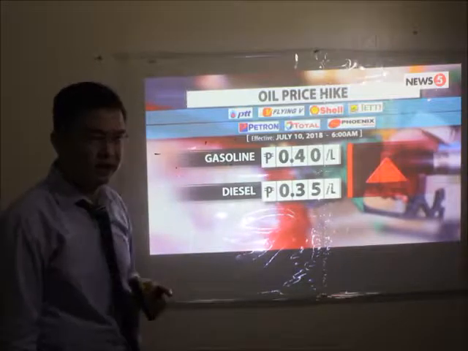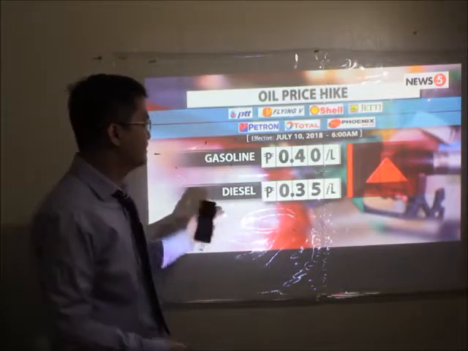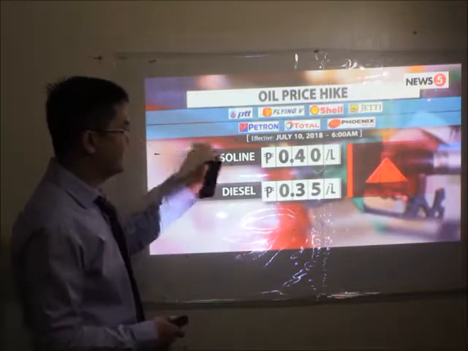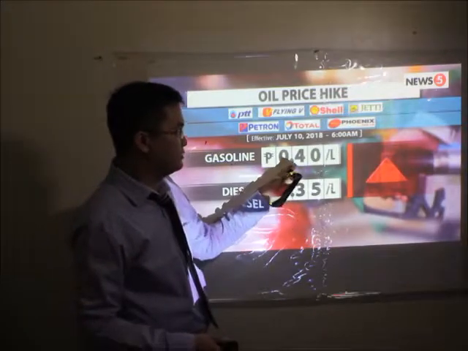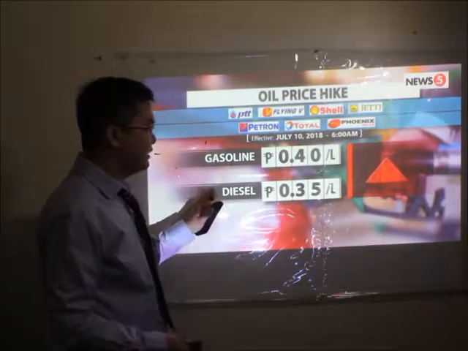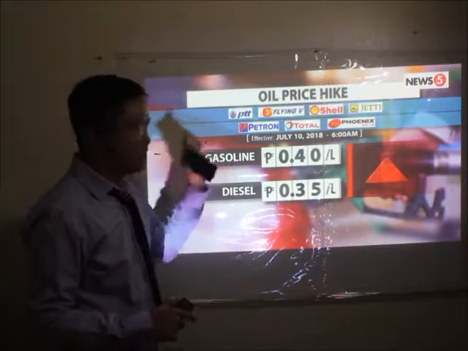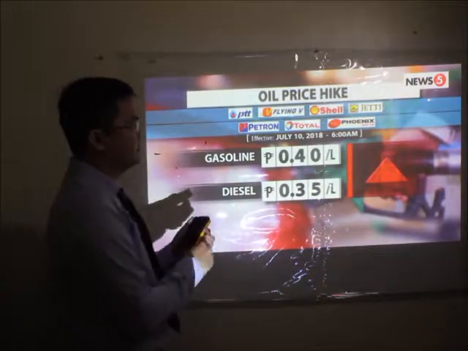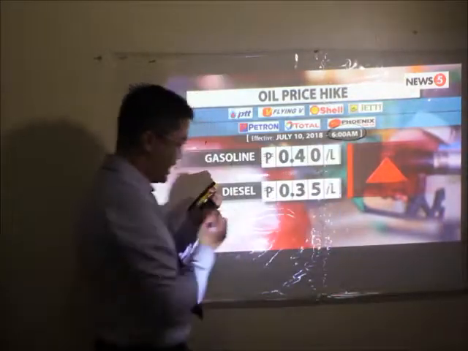Oil price hike. In the Philippines, almost every week there is a price hike. Okay, like for example, in this sample, the gasoline will increase by 0.40 pesos, and the diesel will increase by 35 pesos per liter. Remember, there is a time element, which is 6 p.m.